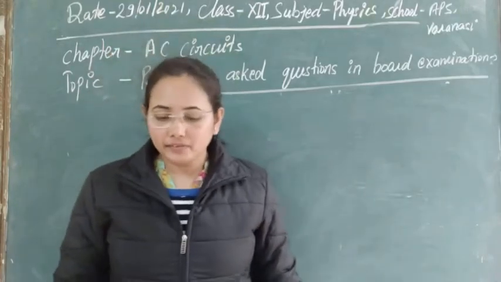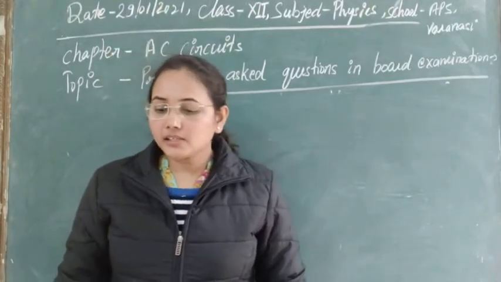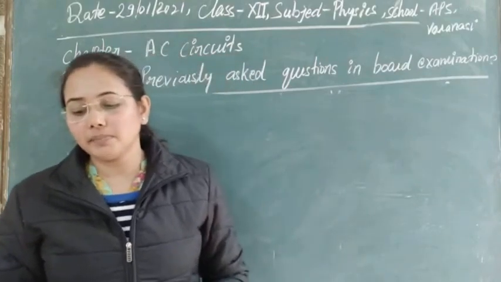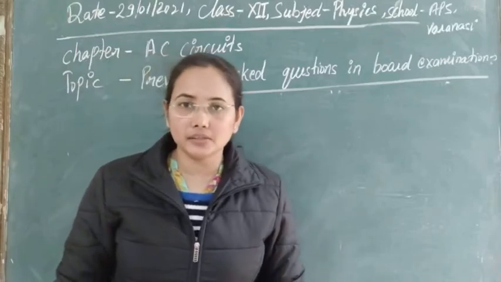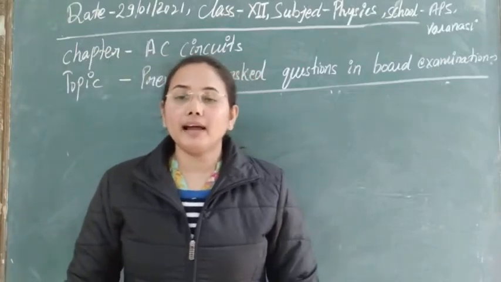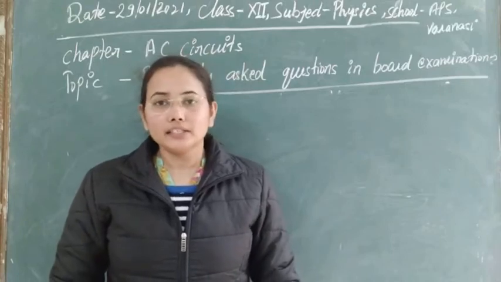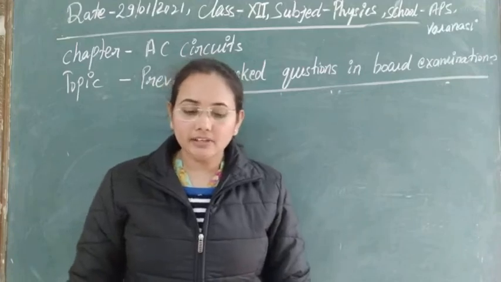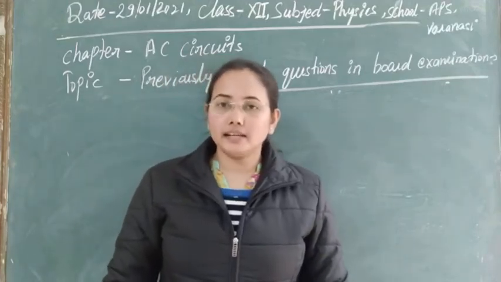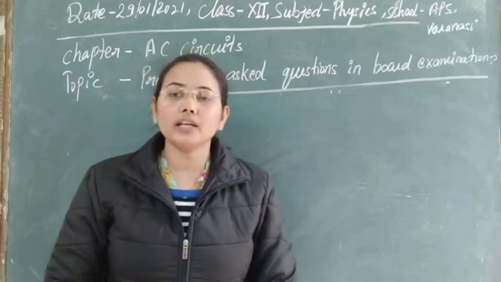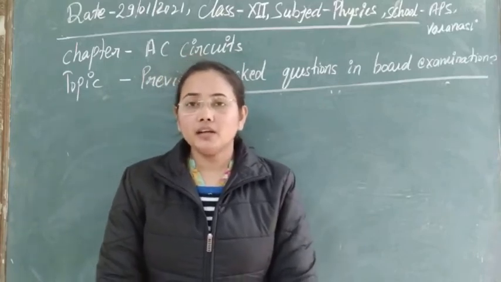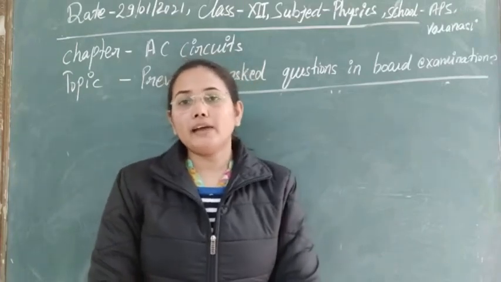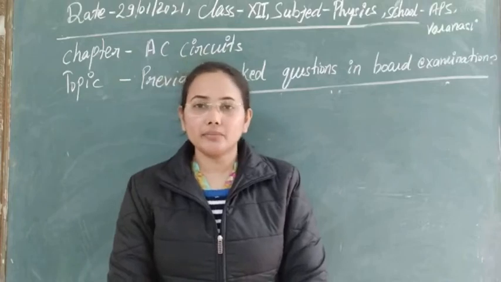The next question we will discuss is: when an AC source is connected to an ideal capacitor, show that the average power supplied by the source over a complete cycle is 0. Whether we have an inductive or capacitive circuit, this question can be asked in the same manner. Here we are talking about only a pure capacitive circuit, or you can also talk about a pure inductive circuit. Then we have to prove that the average power over a complete cycle will be equal to 0.